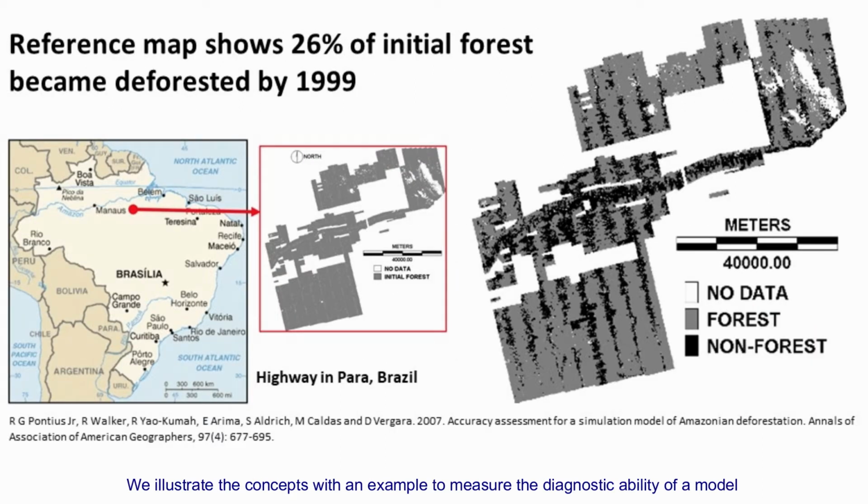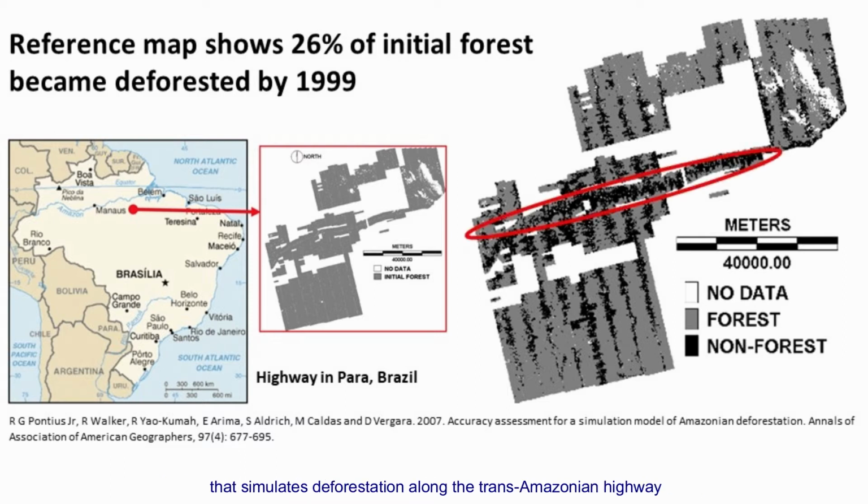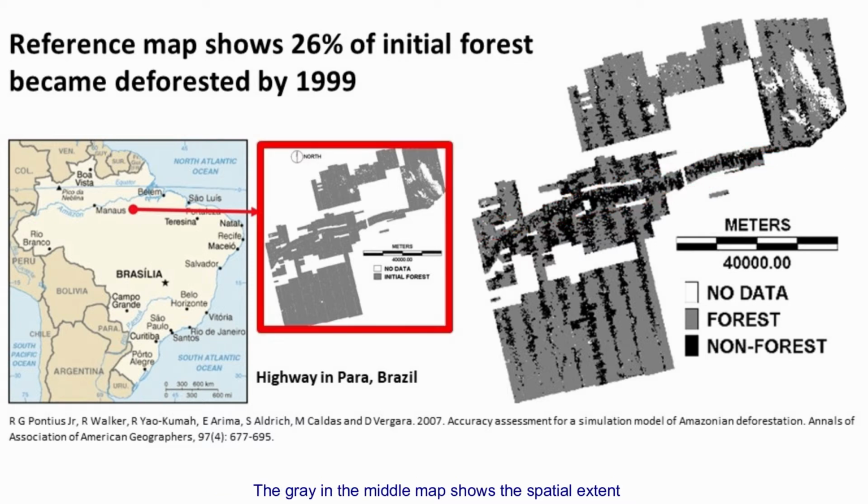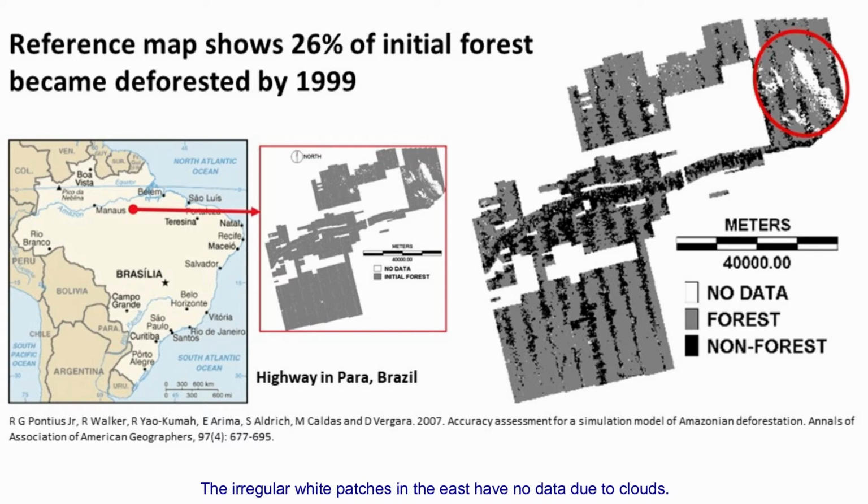We illustrate the concepts with an example to measure the diagnostic ability of a model that simulates deforestation along the Trans-Amazonian Highway. The gray in the middle map shows the spatial extent, which consists of government-imposed rectangles extending perpendicular to the highway that traverses from east to west. The irregular white patches in the east have no data due to clouds.